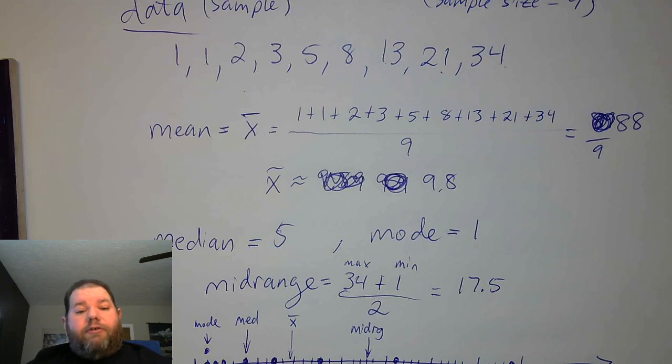It is in fact skewed right. Now it turns out I don't think 34 is actually an outlier, but it is further away than everything else, so it does have an impact on specifically the mid-range, but also the mean in that regard too. Okay.